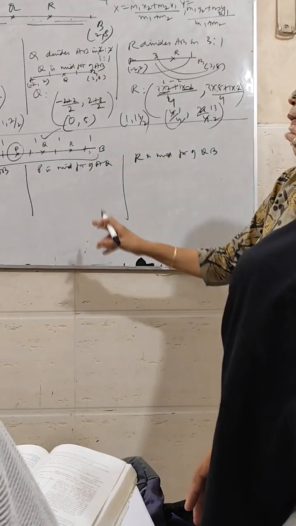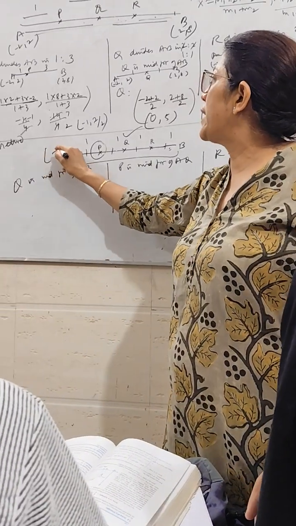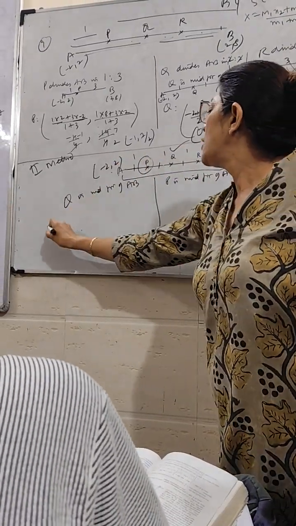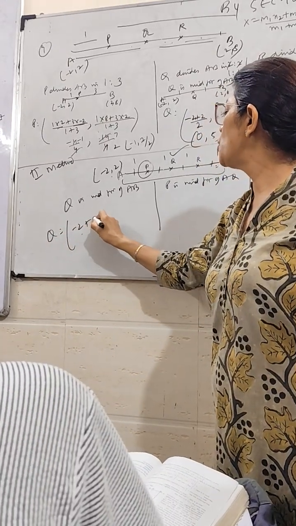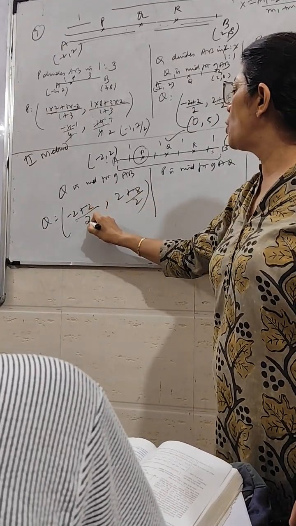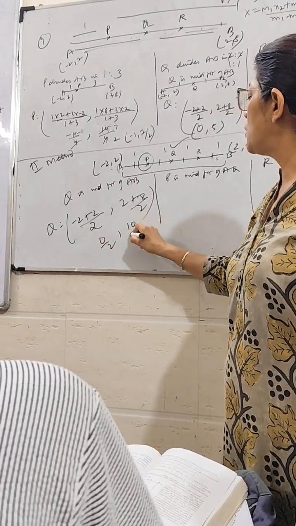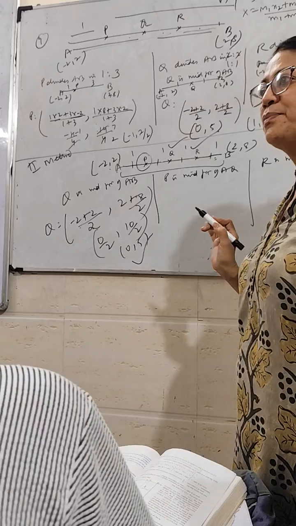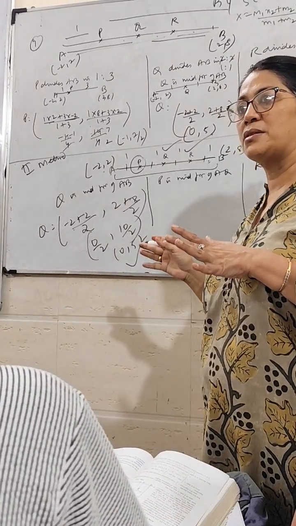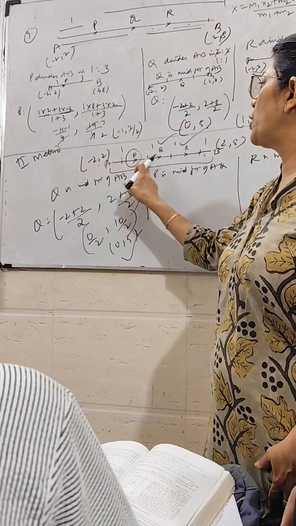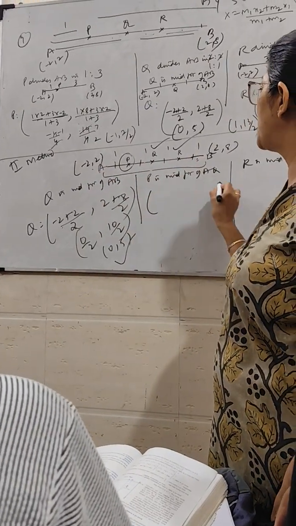Right? Now here Q is the midpoint of AB. What is A? This. And what is B? This. AB. Q: -2 plus 2 over 2, 2 plus 8 over 2. 0 over 2, 10 over 2. 0 comma 5. Same. You don't have to attempt both the methods. I think this is better. Q is the midpoint of AB. P is the midpoint of AQ and R is the midpoint of QB.